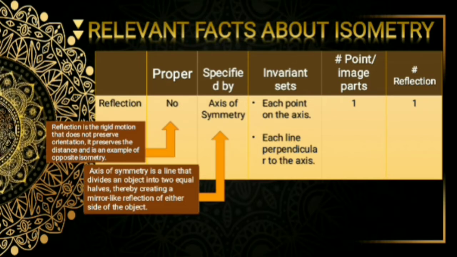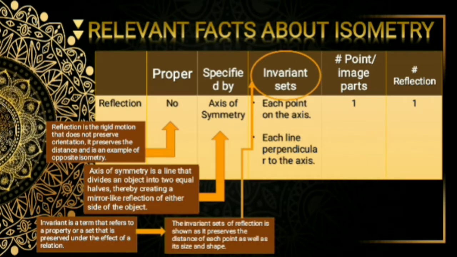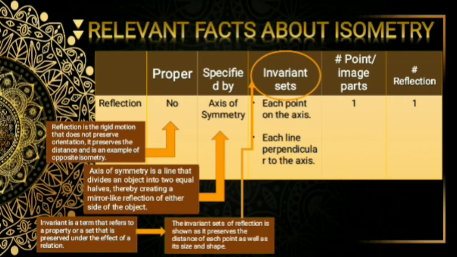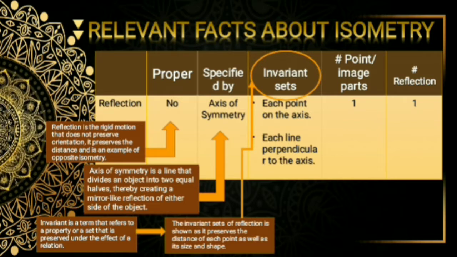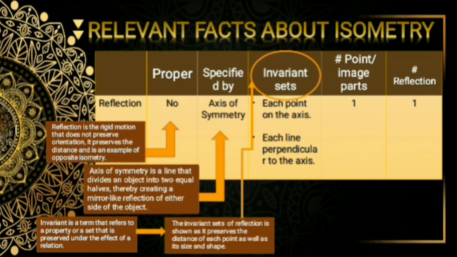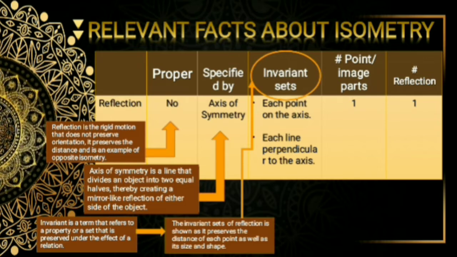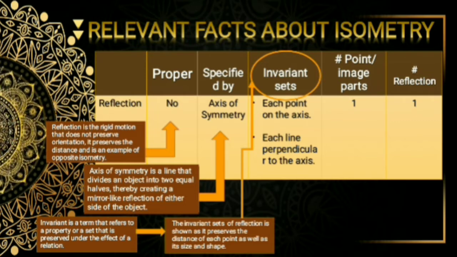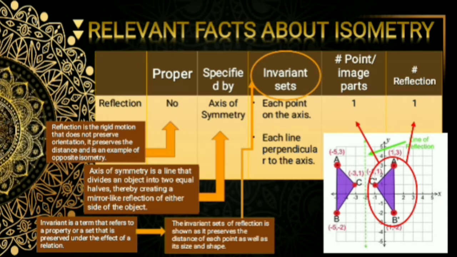Now, to recall, invariant is a term that refers to a property or a set that is preserved under the effect of a relation. The invariant sets of the reflection are each point on the axis and each line perpendicular to the axis. It is because reflection preserves the distance of each point as well as its size and shape, and the perpendicularity of the lines to the axis is also preserved in both the object and image. With reflection, there's only one image part, and that is the pre-image or object being reflected.